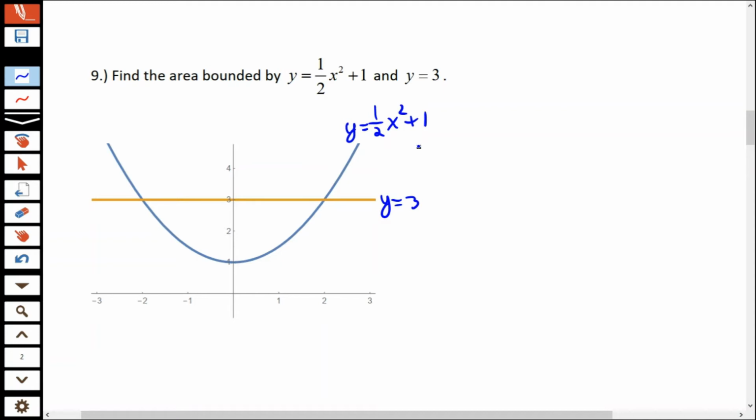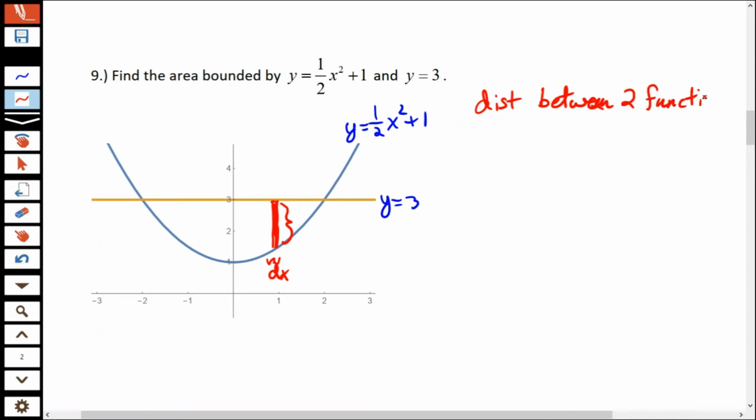Now this is where it becomes more important to draw in that representative rectangle here. Okay? We can see that there's a little tiny horizontal change for this rectangle that's going to be our width. So we're going to call that dx. But the height or length of this rectangle is the distance between the line and the parabola, right? So how do we go ahead and find the distance between two functions?